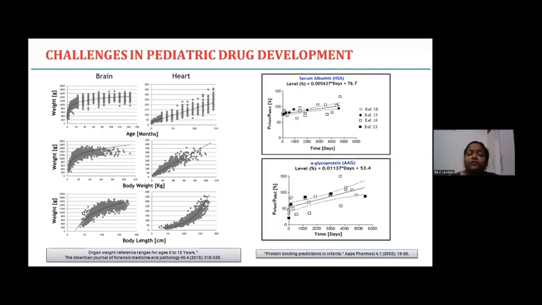So these are some of the other challenges, like the physiological changes they come across. The organ weight also differs as the age group progresses. Their body weight varies, their body length varies. Depending on that, even the brain does not have a linear response at all. Maybe the heart has a linear response to some extent. Sometimes even a negative linear response is seen as the age progresses. And the serum albumin and glycoprotein levels also vary. Because of that, the protein binding effect is different in infants and as the age progresses.